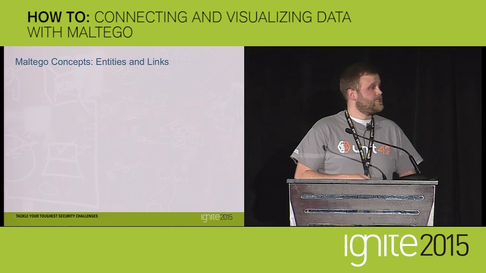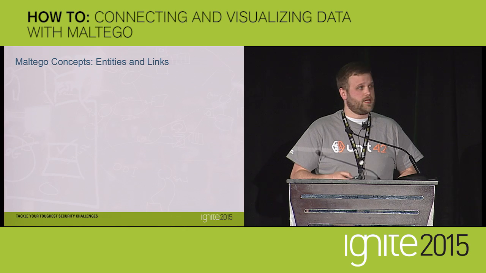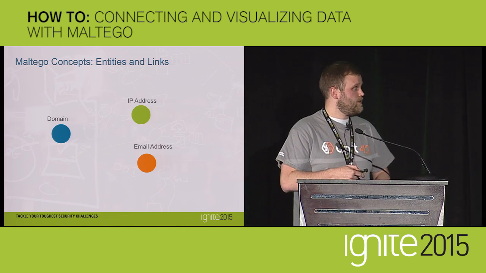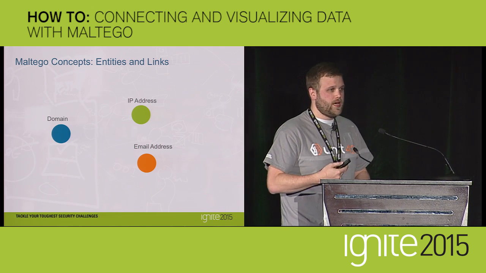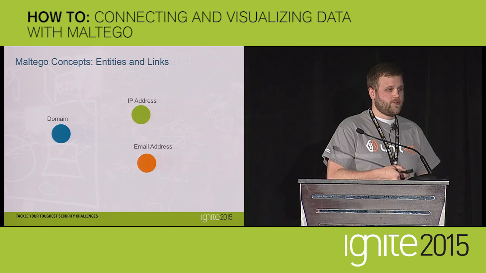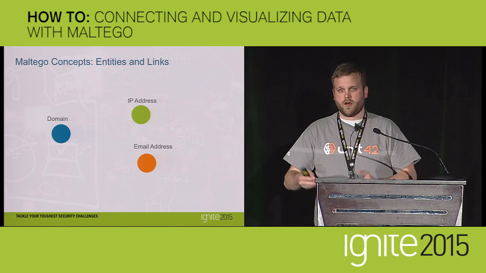So key concepts in Maltego, entities and links are the top two. And I showed you a picture before, but I just want to go into this in a little more detail. The balls are entities, and the entities can be anything. There are some predefined ones like a domain or an IP address. Those are predefined. They come already installed within Maltego.